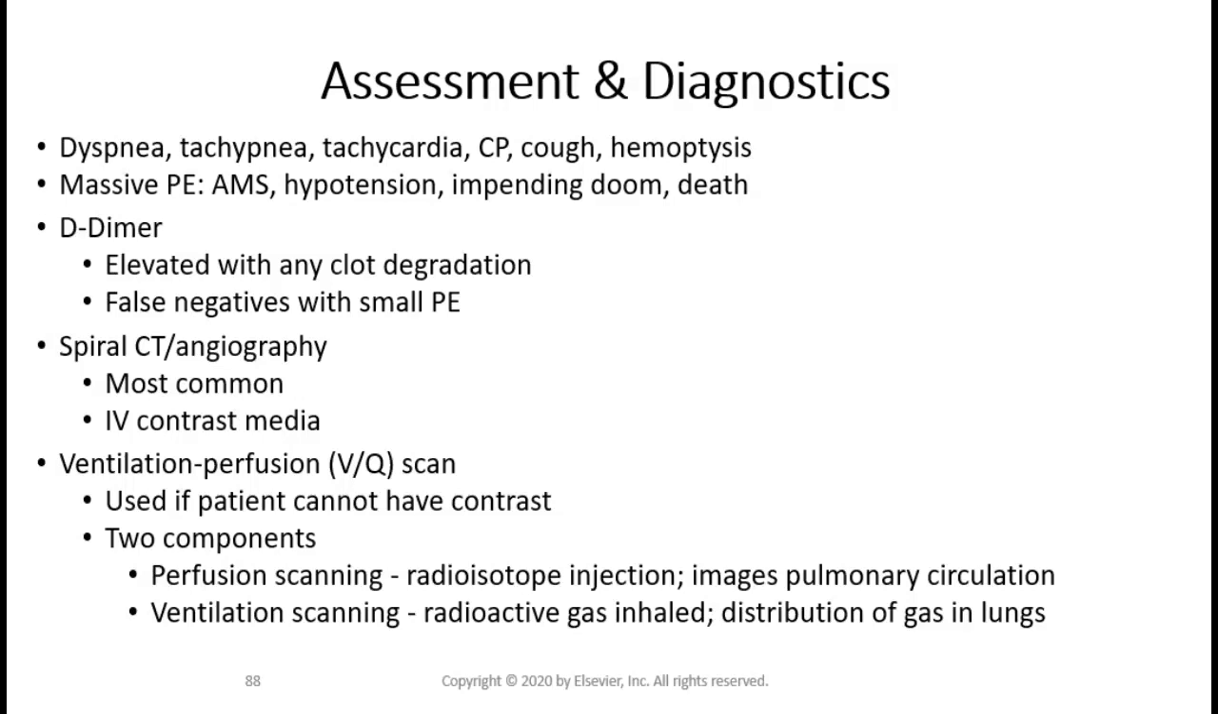As far as labs, we do look at the D-dimer. So a D-dimer is basically degradation products of a clot. So anytime it's elevated, it means the body's breaking down clots somewhere. So what does that mean? Depends on the size of the PE. So it may not be elevated if it's just a small PE. So a negative D-dimer doesn't mean they don't have one, but a positive D-dimer means they definitely have a clot somewhere. We use that spiral CT. That's the most common, and that uses the contrast. And if not, we would use that ventilation perfusion scan, which we talked about earlier in this presentation.